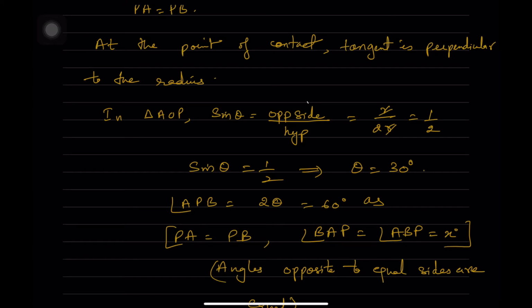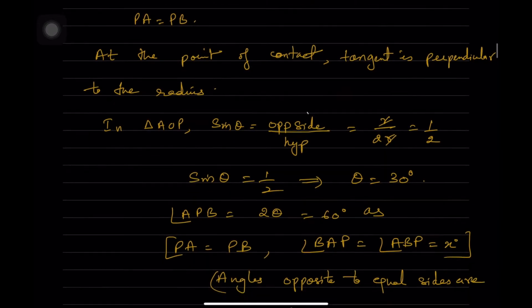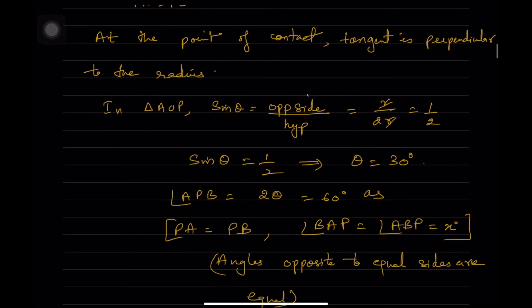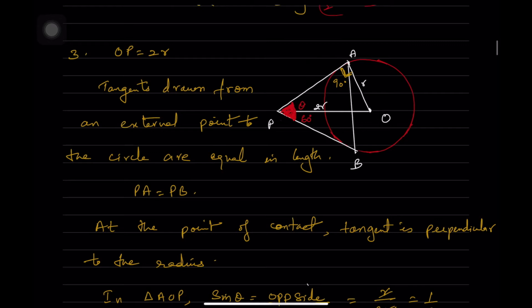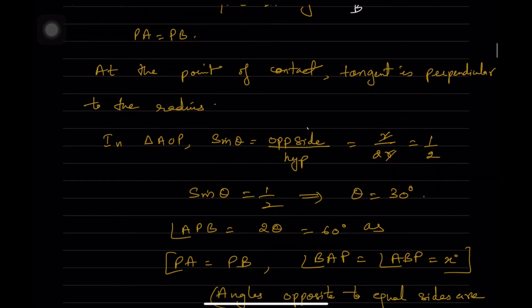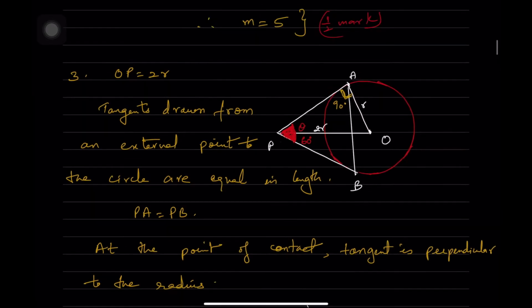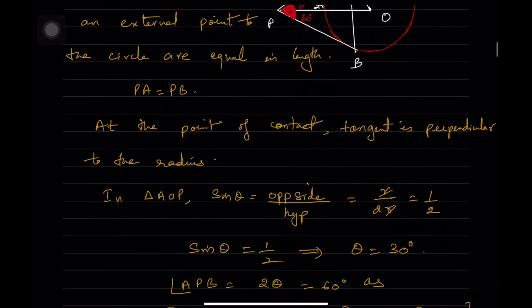So now you know that angle APB is equal to 2 theta, which is equal to 60 degrees, as PA is equal to PB. We know that from an external point these two tangents are equal. Since PA is equal to PB, the angles opposite to them also are equal. So angle BAP is equal to angle ABP, which is equal to x degrees. Angles opposite to equal sides are equal. That is PAB is equal to PBA.